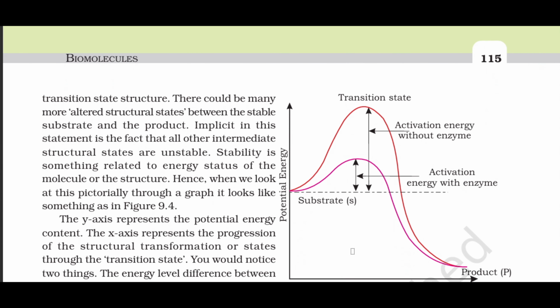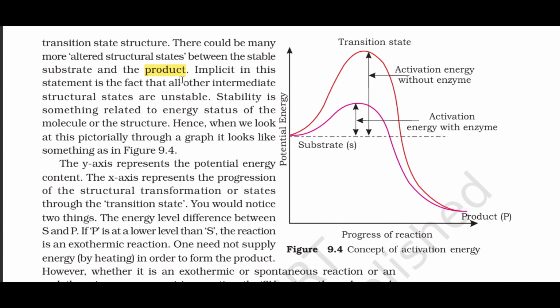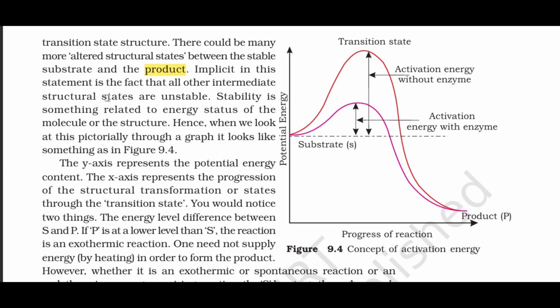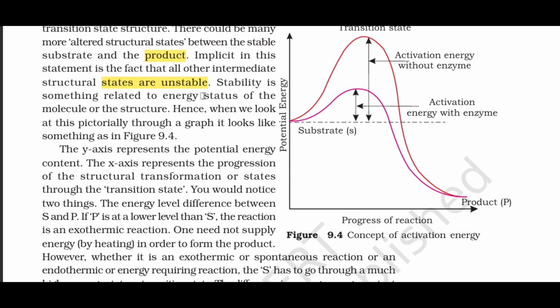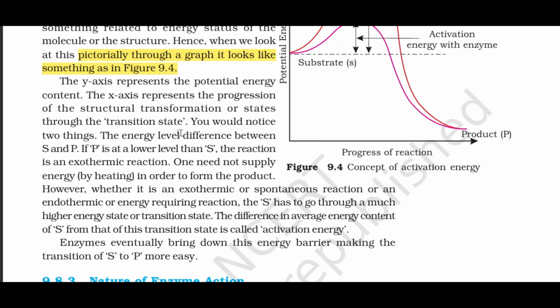There could be many more altered structural states between the stable substrate and the product. Implicit in this statement is the fact that all other intermediate structural states are unstable. Stability is something related to the energy status of the molecule or the structure. Hence, when we look at this pictorially through a graph, it looks like something as in figure 9.4. The y-axis represents the potential energy content. The x-axis represents the progression of the structural transformation or states through the transition state.